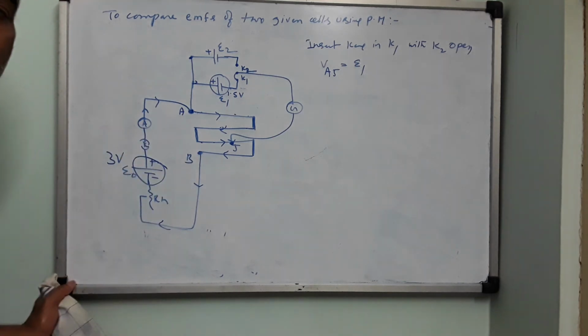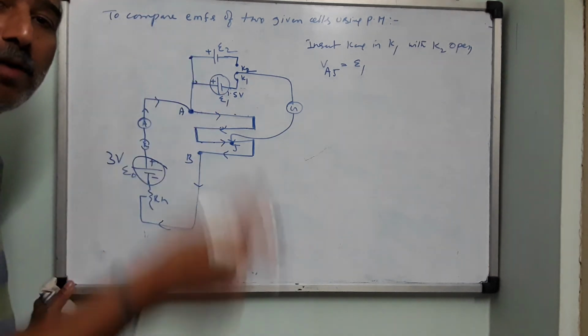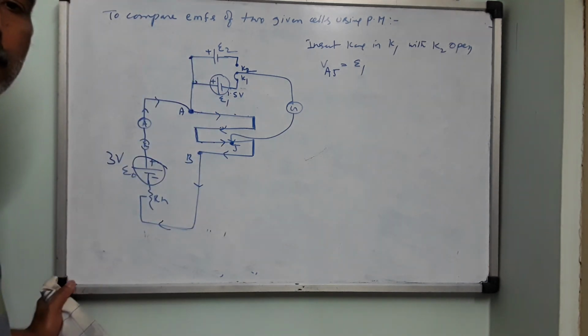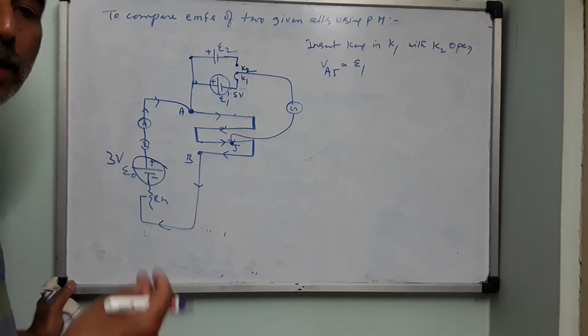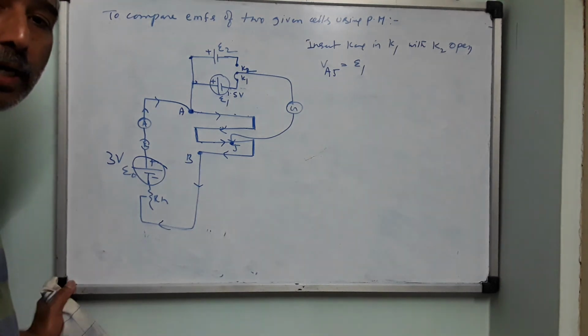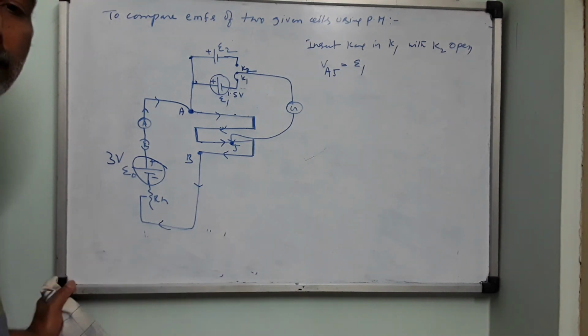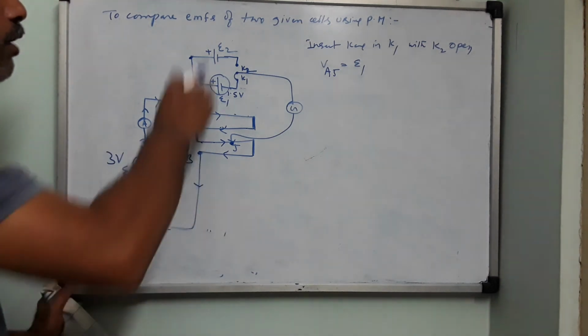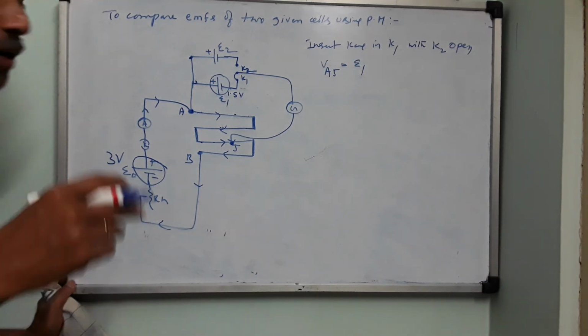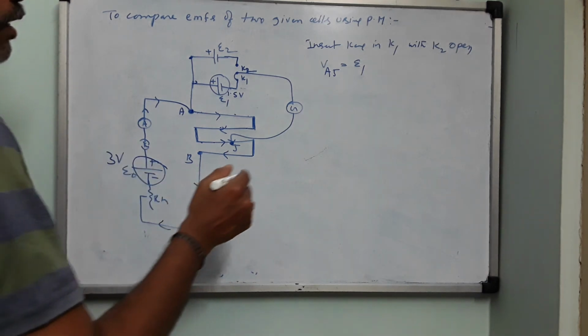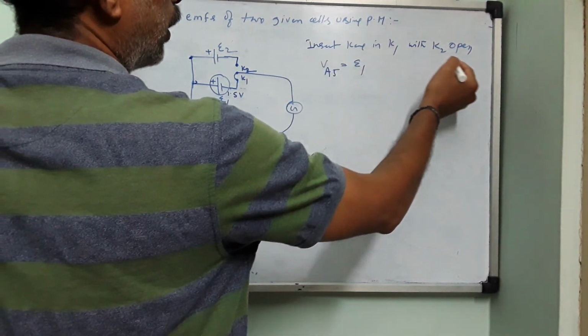Now they are connected in what? Parallel. We discussed the parallel combination in previous classes. If n number of identical cells are connected in parallel, the net EMF is equal to the EMF of a single cell. So if 100 cells of 1.5 volt you have connected in parallel, the net EMF of the combination is 1.5 volt. Now two cells, if they are equal, you get 1.5. If they are not equal, what is the formula? (E1 R2 + E2 R1)/(R1 + R2). That formula you have to use. Okay, no problem. So now insert key in K1 with K2 open.